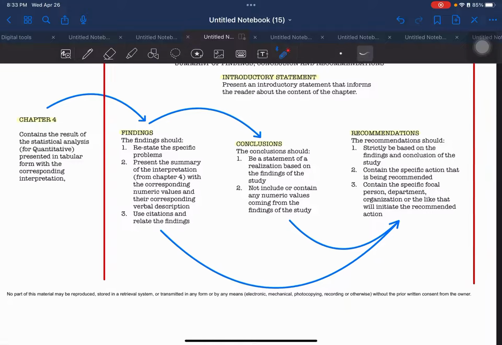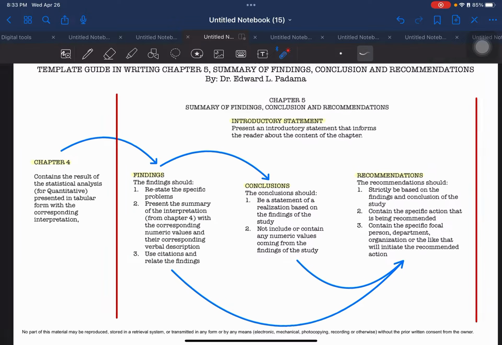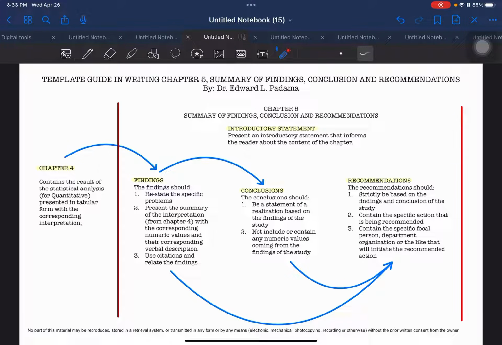So this means that if you would like to use this particular template and discussion, including this video, please do not hesitate to send me a message or an email asking permission, and then just wait for my written consent, and I will definitely give it to you, especially if you will be using this for educational purposes, whether you're a student or a teacher.